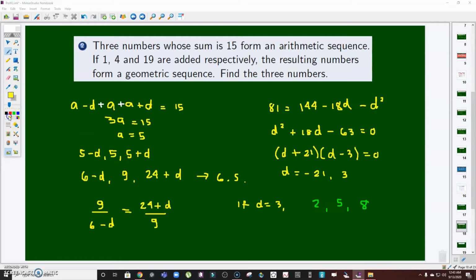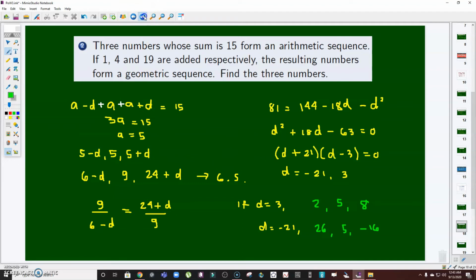See that? Okay. Lastly, if d equals negative 21, so substitute. 5 minus negative 21 is 26. Right? And of course, the middle term is 5. And then 5 minus 21 is negative 16. Right? There you go. So these are the two sets of numbers that will satisfy the given condition. Alright. Okay? So that's it.